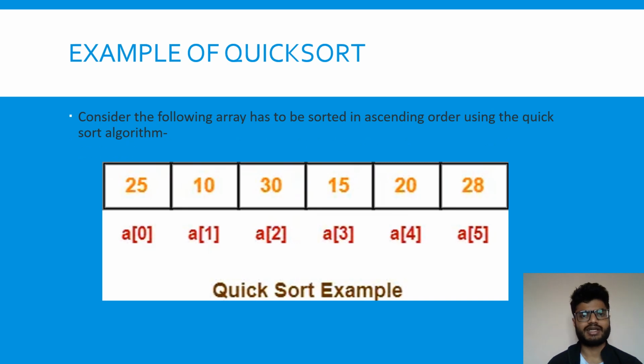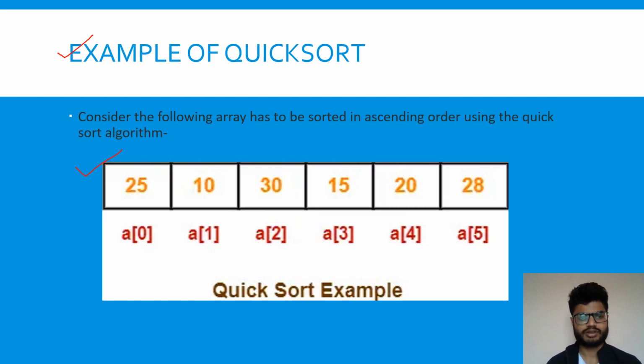So here we are considering an example to understand quicksort. Consider the following array to be sorted in ascending order using the quicksort algorithm. Here the array is 25, 10, 30, 15, 20 and 28. As we see, all the elements are randomly arranged and there are 6 elements, with indices 0, 1, 2, 3, 4, 5.